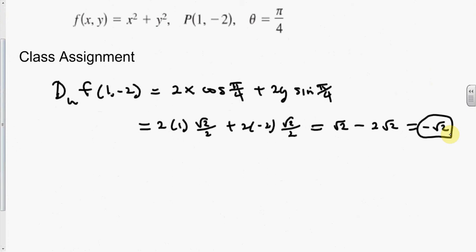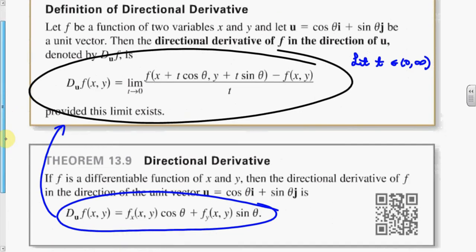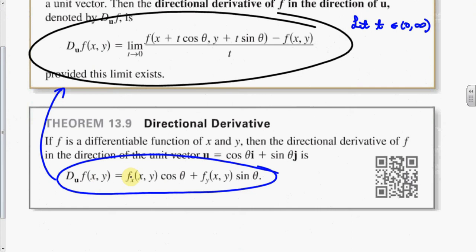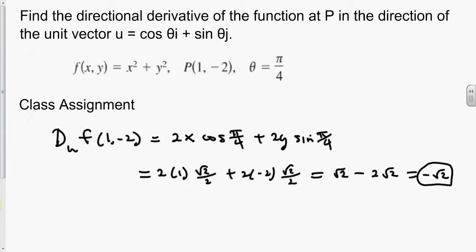Everybody happy with that? Yes, sir. The directional derivative is no longer a vector. It's a scalar, right? The directional derivative is a scalar. See that? For the directional derivative, there's no i and j anymore. Good question.